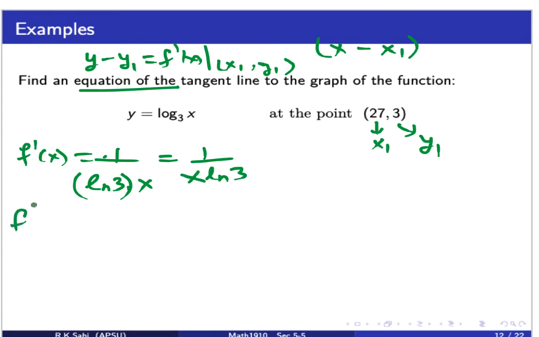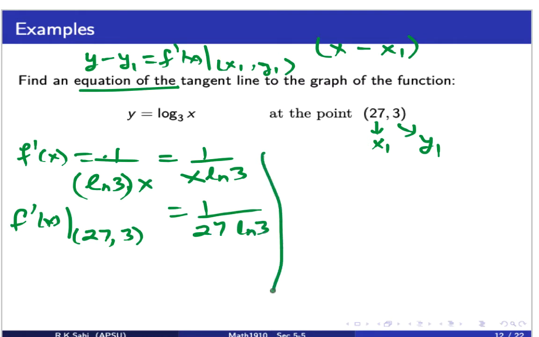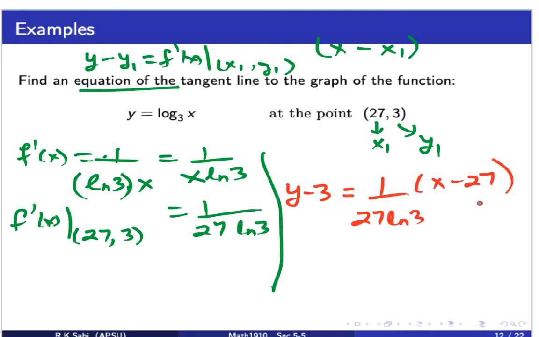Okay, what's the function value at the point 27 and 3? So it's basically 1 over 27 natural log of 3. That's it. And after that, it's just plugging the values. y minus y1 is y minus 3 equals 1 over 27 natural log of 3 times x minus 27. You can just leave the answer as it is.